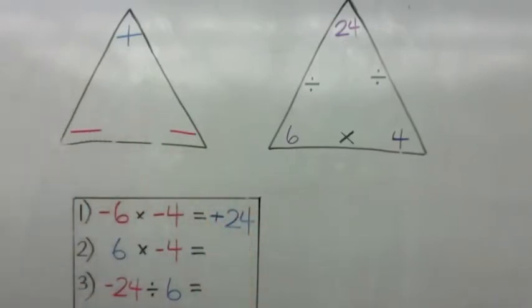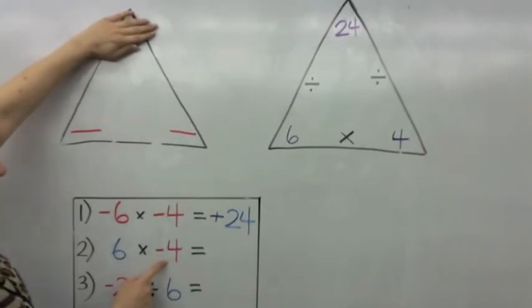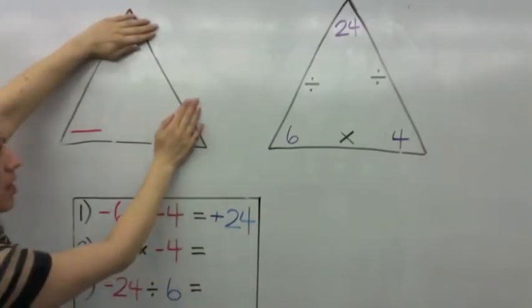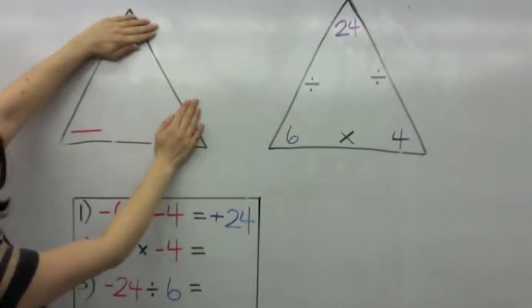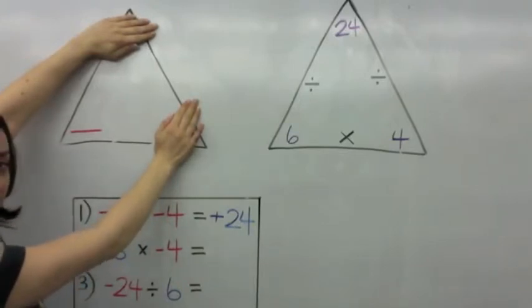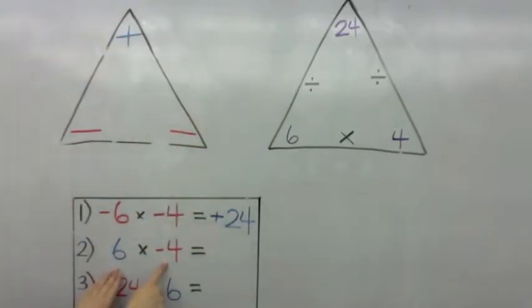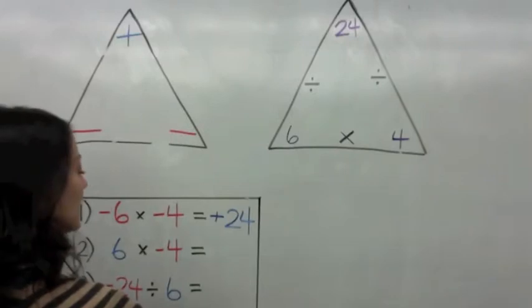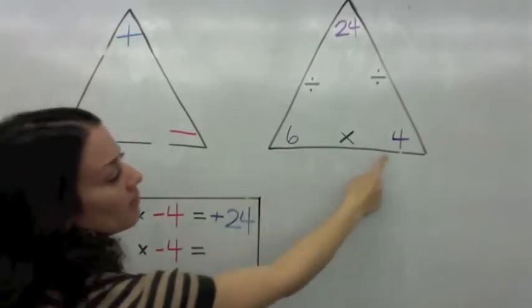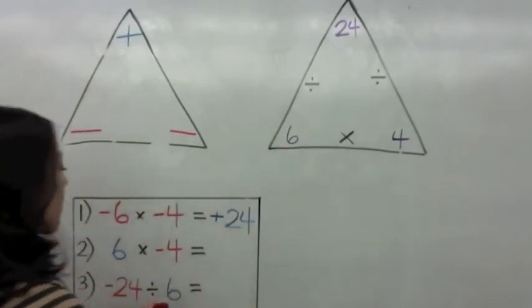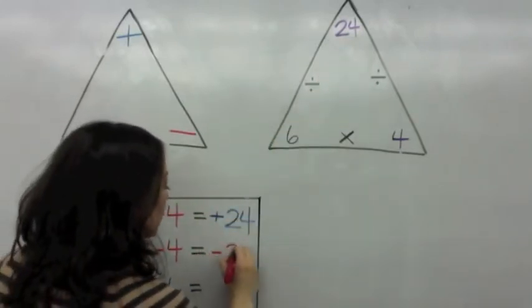Great. What about number 2? Read it with me. It says +6 times -4. So you have a +6 and a -4 this time. So this time you're going to cover up a positive on this triangle, and you're going to cover up a negative. So what's left on the triangle? It's negative. You know when you have different signs, a positive times a negative, that makes negative. And what is 6 times 4? 6 times 4 is 24. So this one's going to be -24.